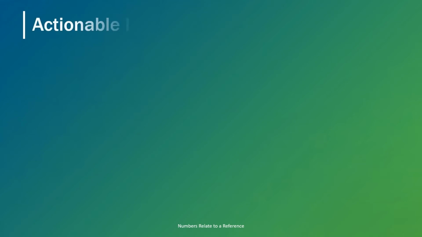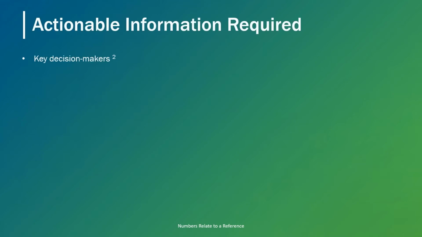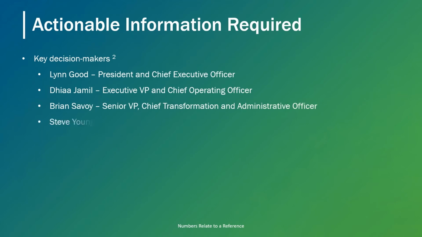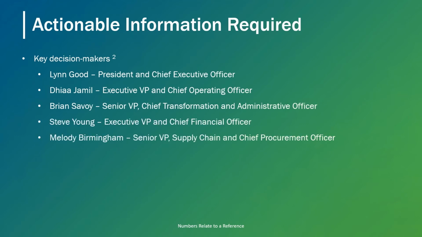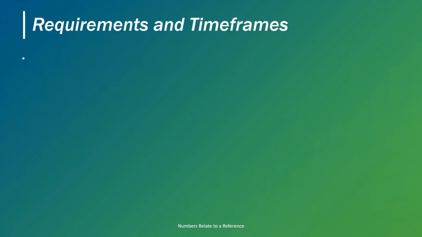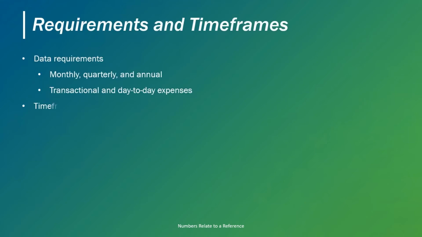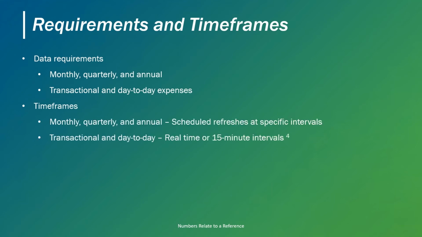The decision makers who will play a critical role in this situation include Lynn Good, Dia Jamil, Brian Savoy, Steve Young, and Melody Birmingham. These key decision makers, along with others involved in the process, will need various types of data to draw from in order to create conclusions. The data requirements include monthly, quarterly, and annual data, along with transactional and day-to-day expenses. In the proposed BI solution, the monthly, quarterly, and annual data will refresh as the data comes in, whereas the transactional and day-to-day will be either real-time or 15-minute intervals depending on how the data is set up.